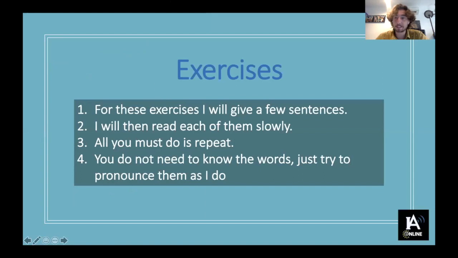Okay, now on to the exercises. For these exercises, I will give a few sentences, and I'll read each sentence slowly, and what I want you to do is to just repeat after me. You don't have to know the words. Some of the words are complex or complicated, but ça ne fait rien. As long as you repeat after me and you practice, it's how you will be able to make these sounds.